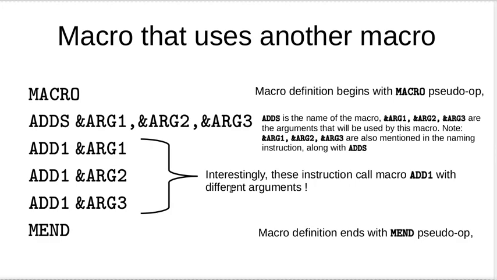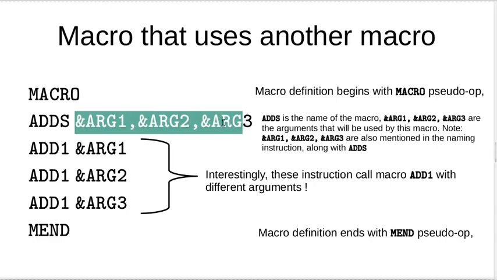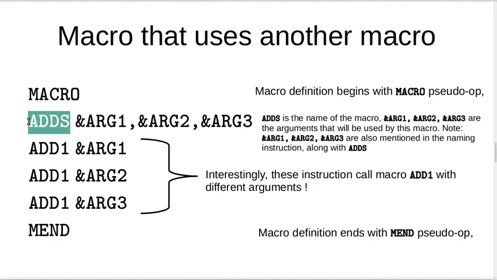So these instructions are simply issuing calls to the macro ADD1, and the arguments are being varied. Now these arguments are being varied for the macro calls, but all of these arguments are part of the macro definition of the macro named ADDS, right? So these arguments are part of the macro named ADDS. So this we have to get very clear. If you have any problems with this part, please pause the video, go through the whole thing again and try to understand it. Fine.